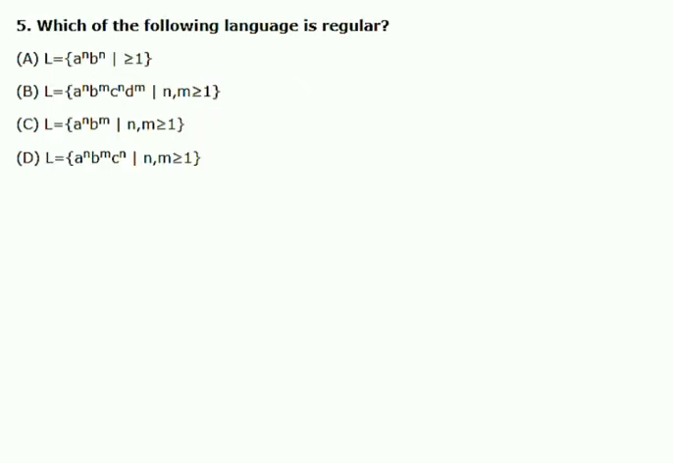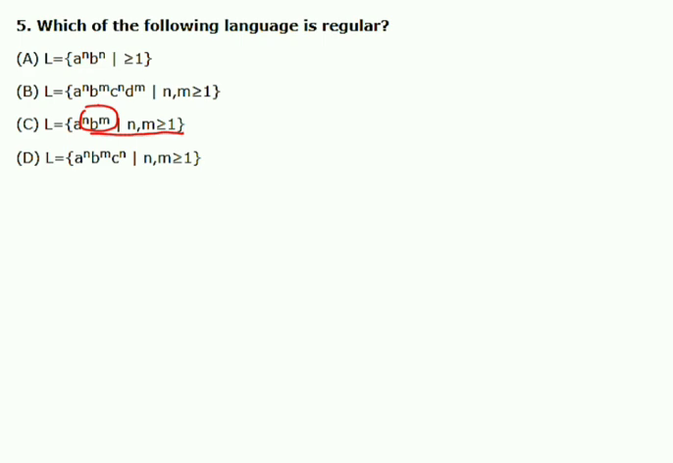Which of the following languages is regular? From the given options, a^n b^m, n, m greater than or equal to 1, is the regular language. Why is it regular? Because there are two different powers, a^n and b^m, and therefore there is no need of memory, counting and comparison. Hence it is a regular language.